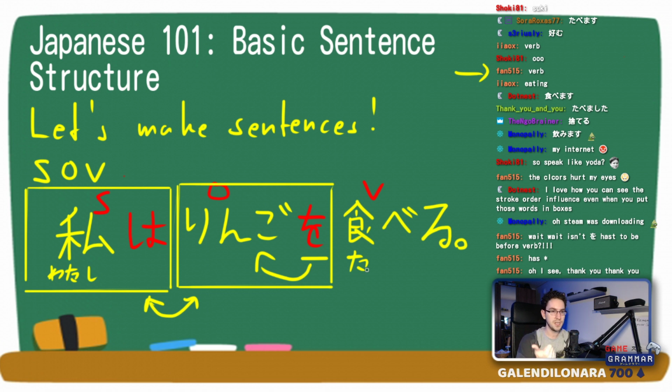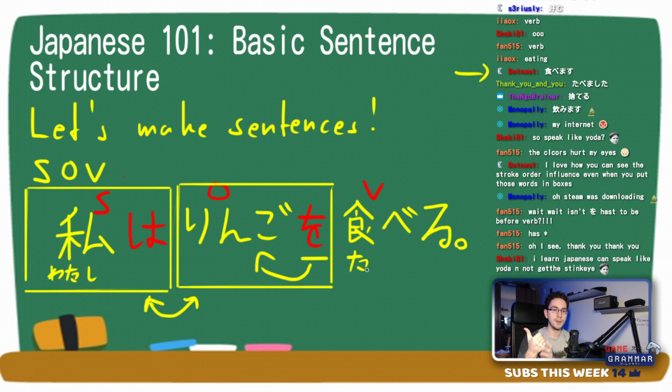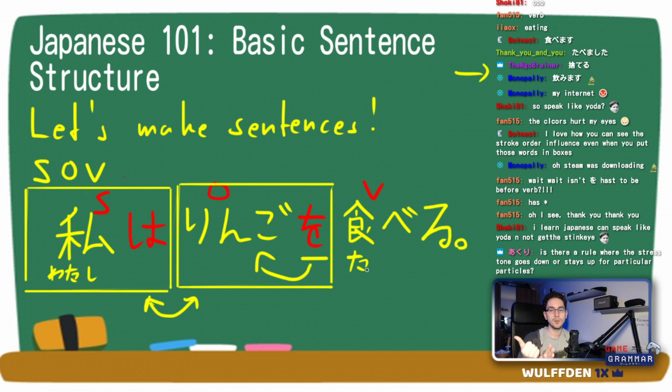We have learned what these mean: the subject is usually the doer of the action, and the object is usually the thing or person affected by the action. And we have learned that in Japanese, this order is essentially SOV.